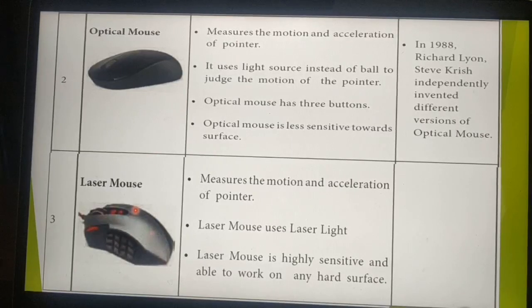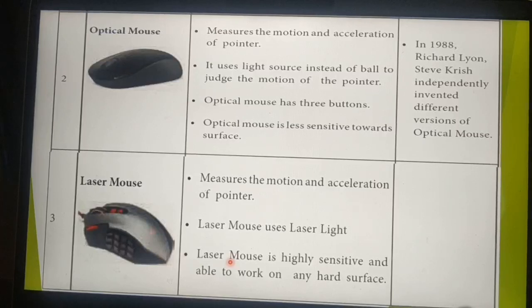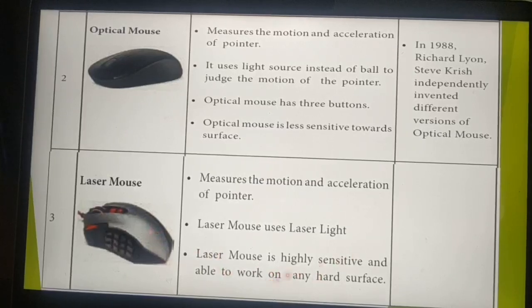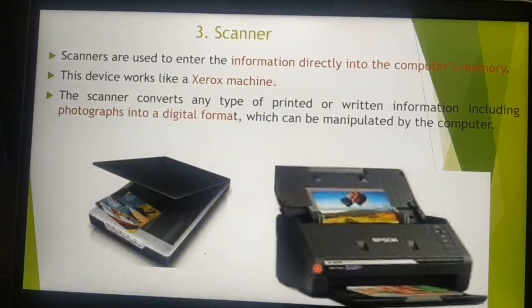Next, laser mouse. Here instead of optical light, we are using laser light. So this laser light is highly sensitive and it works on any hot surface also. That is an important advantage of laser mouse. Nowadays we are using laser mouse only. Laser mouse is highly sensitive and able to work on any hot surface. That is important.